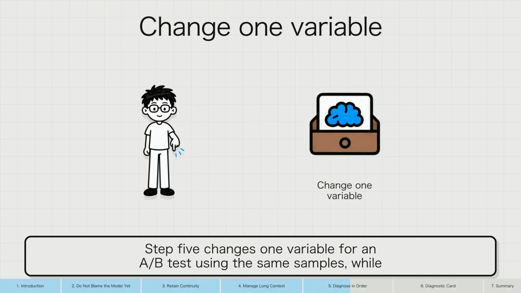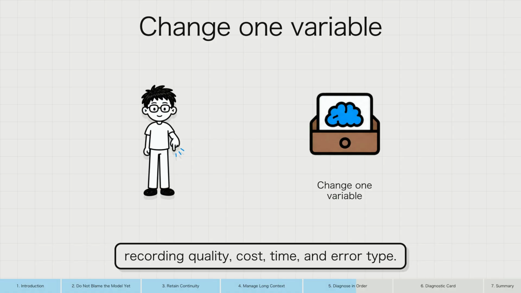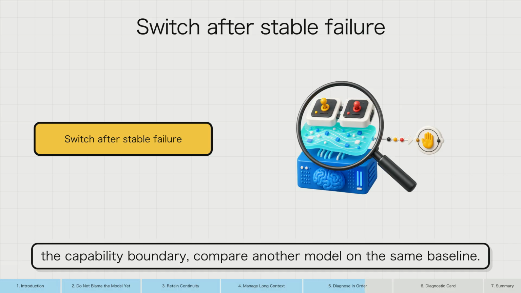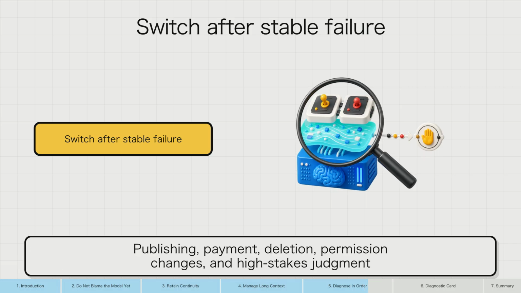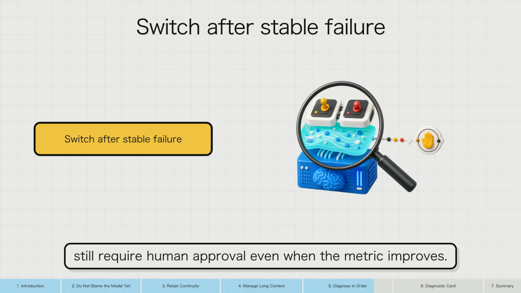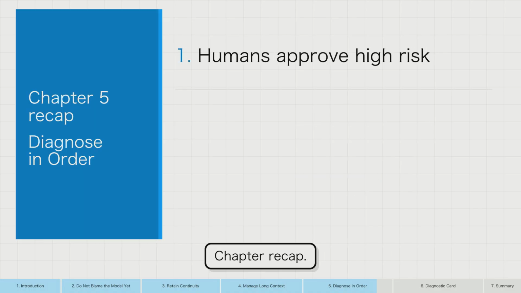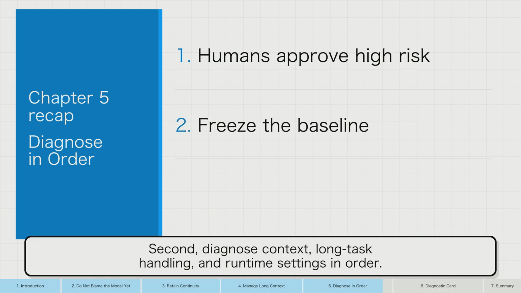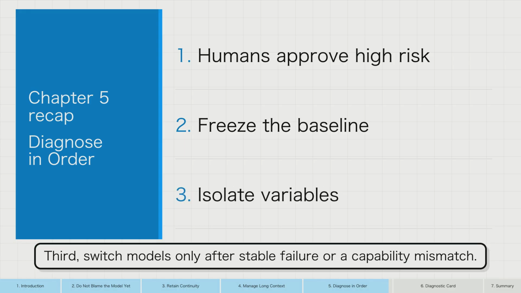Step 5 changes one variable for an A/B test using the same samples, while recording quality, cost, time, and error type. If context and runtime repairs still fail consistently, or the task exceeds the capability boundary, compare another model on the same baseline. Publishing, payment, deletion, permission changes, and high-stakes judgments still require human approval even when the metric improves. Chapter recap. First, freeze a baseline before changing variables. Second, diagnose context, long task handling, and runtime settings in order. Third, switch models only after stable failure or a capability mismatch.